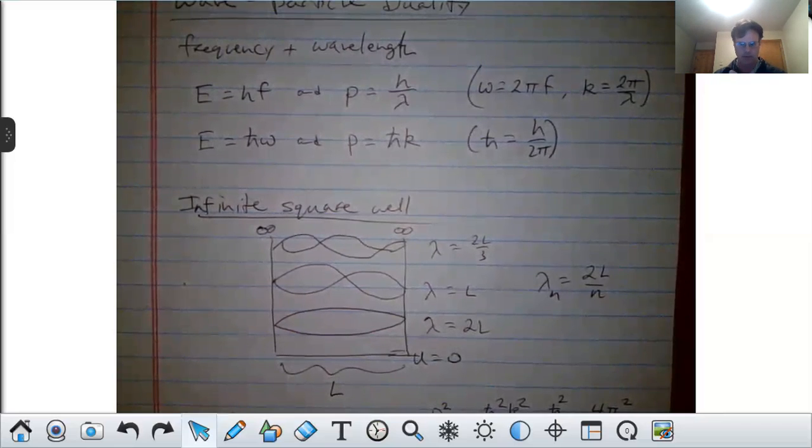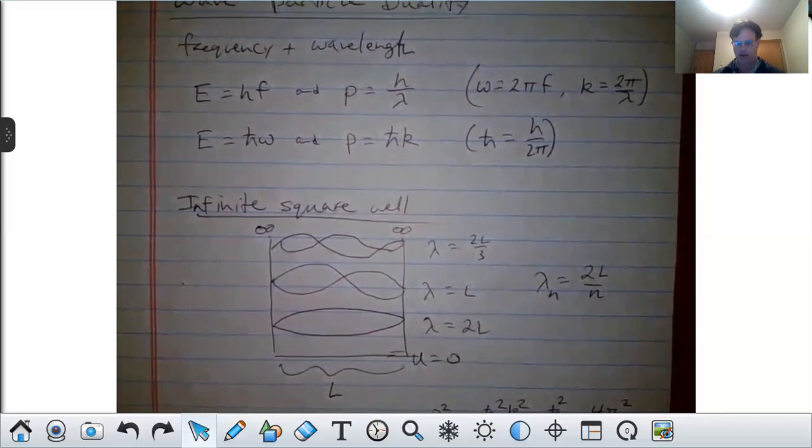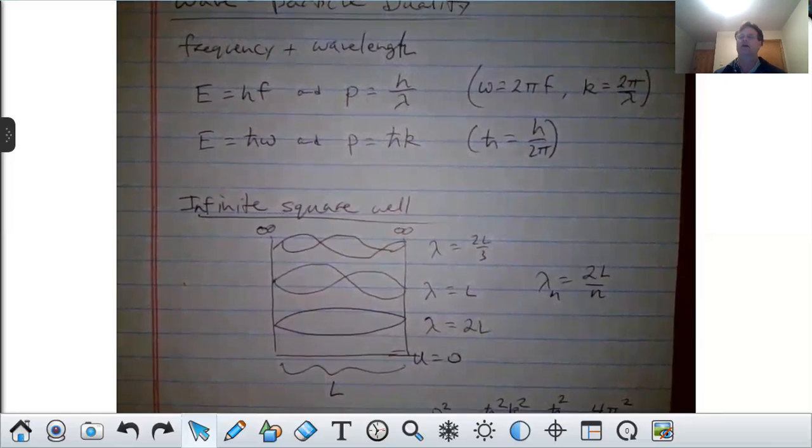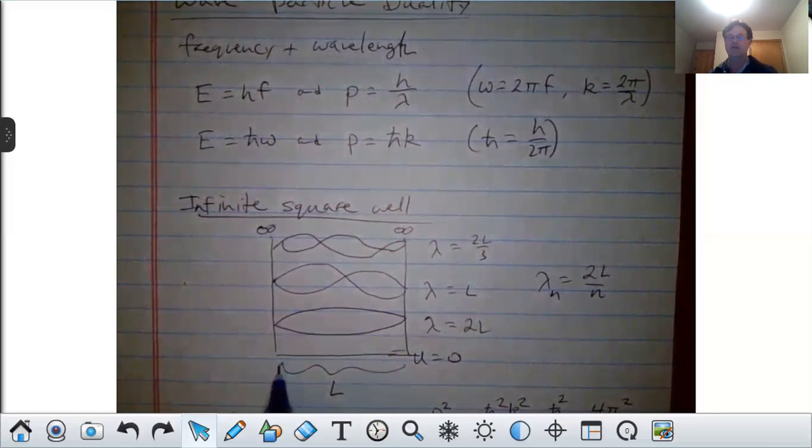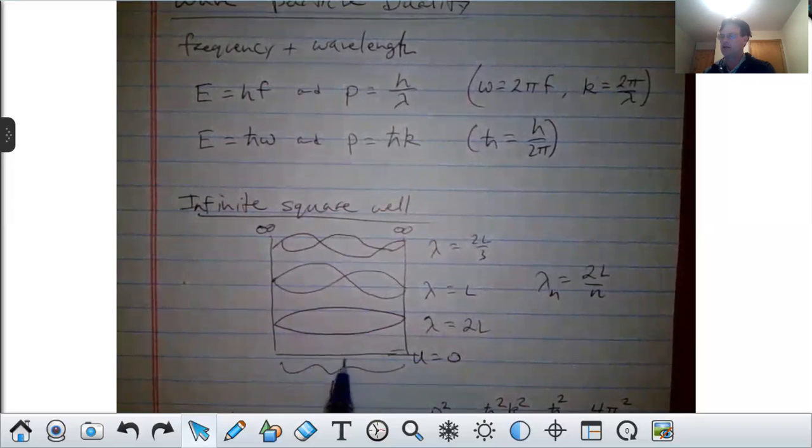Now, the problem we're going to talk about in this lecture is called the infinite square well, and I'm going to do a simple analysis based on the idea that the electron has a wavelength. What I mean by the infinite square well is a potential energy. Anytime you have an electron interacting with something, it'll be through the potential energy. In this particular case, I set the potential energy to 0.